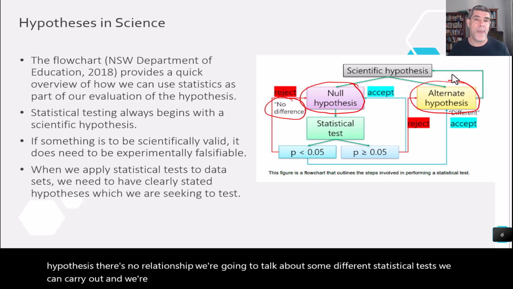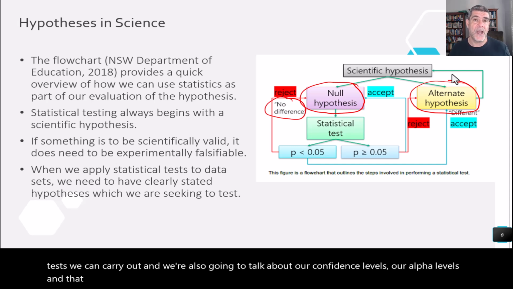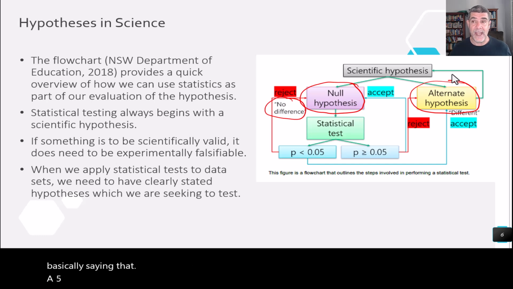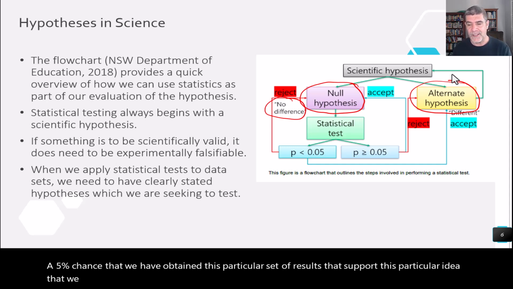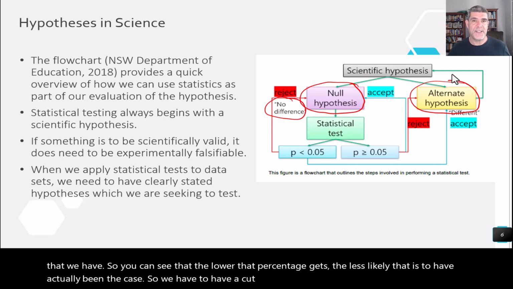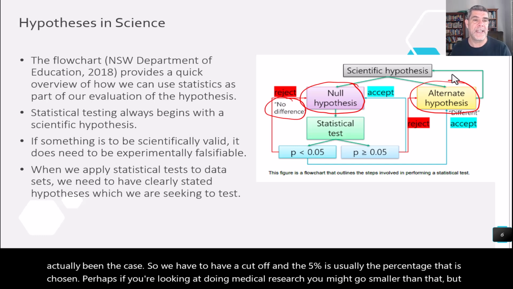And we're also going to talk about our confidence levels, our alpha levels. And that is, generally speaking, going to be around about the 0.05, so the 5% mark, which is basically saying that there's a 5% chance that we have obtained this particular set of results that support this particular idea that we have. So you can see that the lower that percentage gets, the less likely that is to have actually been the case. So we have to have a cutoff, and the 5% is usually the percentage that is chosen. Perhaps if you're looking at doing medical research, you might go smaller than that, but that's the generally accepted value.